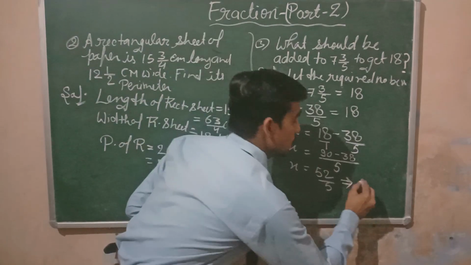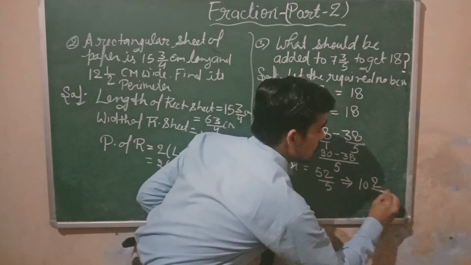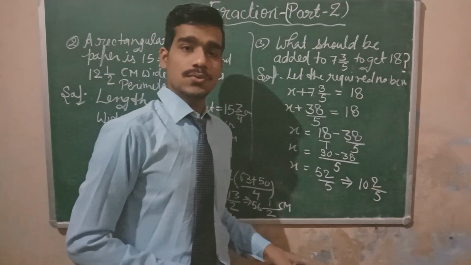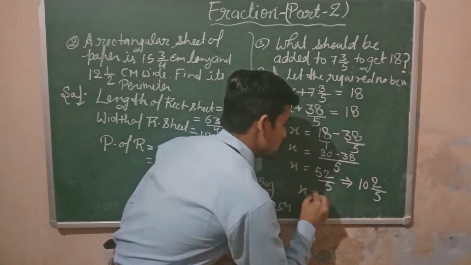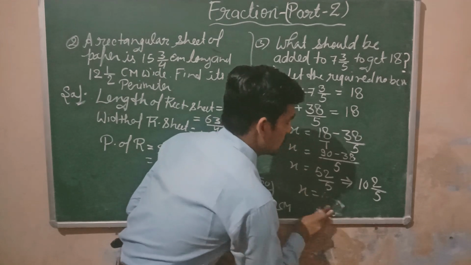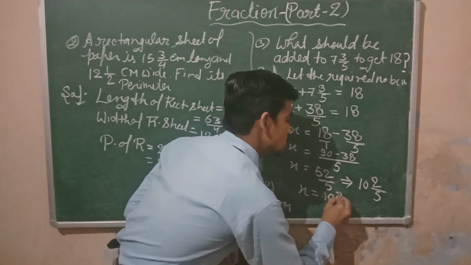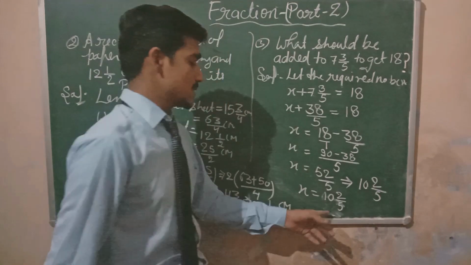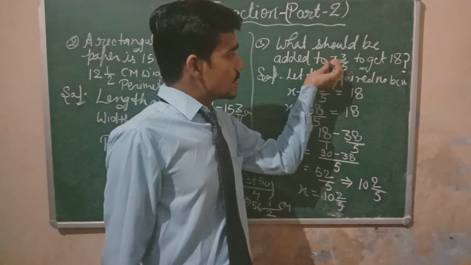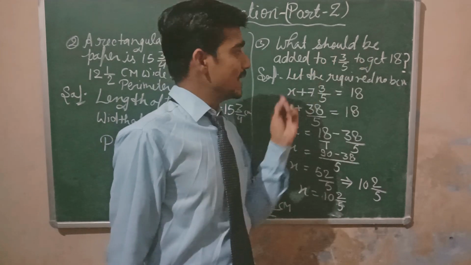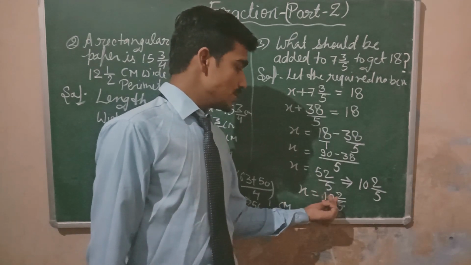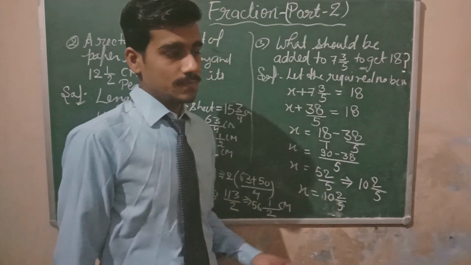Clear? And 10 into 2 upon 5. 5 times 10 is 50, 50 plus 2. Clear, student? x is equal to 52 upon 5, x is equal to 10 into 2 upon 5. This is your answer. What should be added to 7 into 3 upon 5 to get 18? Our answer is the required number 10 into 2 upon 5. Clear?